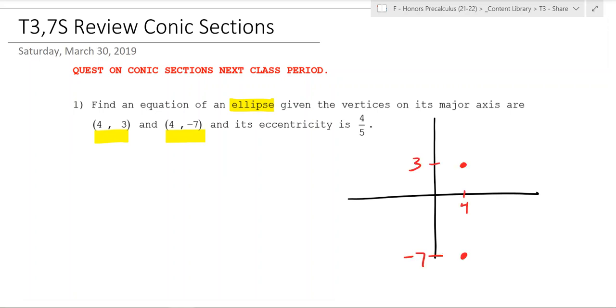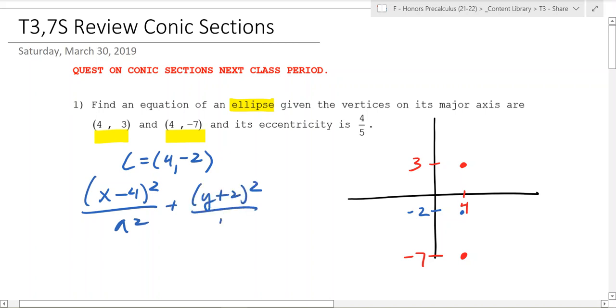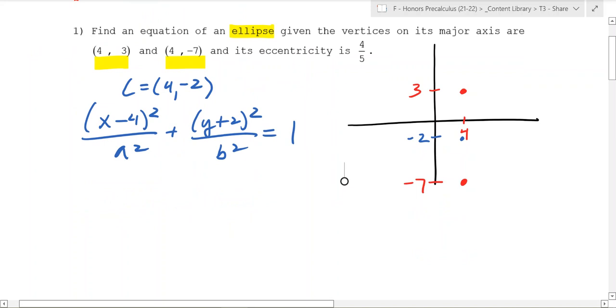If those are vertices on the ellipse, we know that the center is halfway between. So the center is going to be 4, -2. That immediately tells us that we end up with (x minus 4) squared over a squared plus (y plus 2) squared over b squared equal to 1, because of the general form of an ellipse. Now we just need to find a and b.